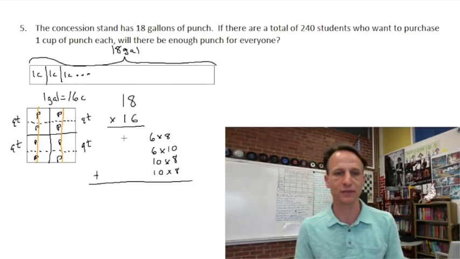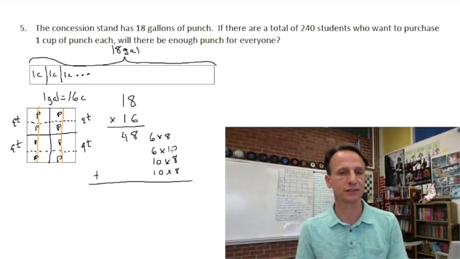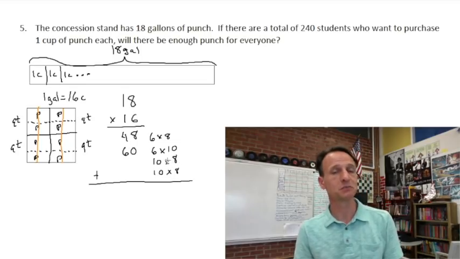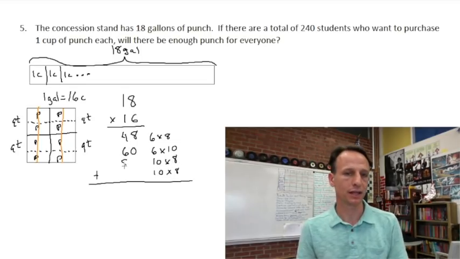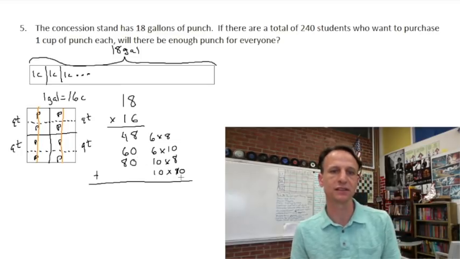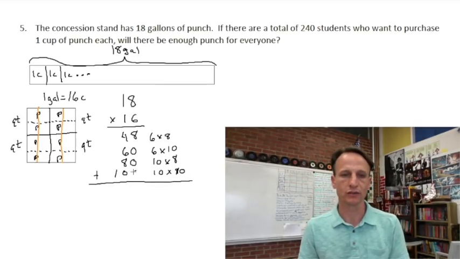All right, so 6 times 8 is 48, because we need to be able to add these up correctly, right? 6 times 10, it's 60. 10 times 8, yeah, 80. And I wrote 8 here again. I don't know why I was kind of spacing out. Sorry. It should be 10 times 10. Good thing I caught that. 10 times 10 is 100.